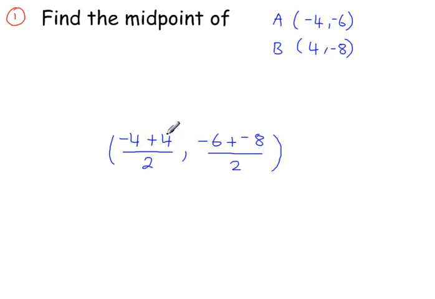So -4 plus 4 is 0. 0 divided by anything is 0. -6, add -8 gives you -14. That divided by 2 gives you -7. So the midpoint has these coordinates.